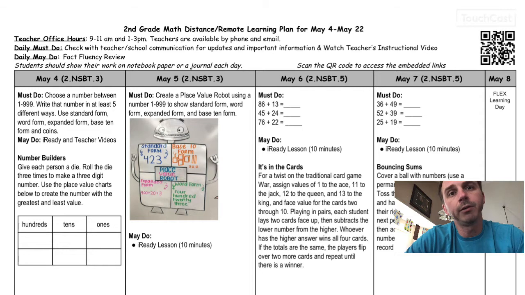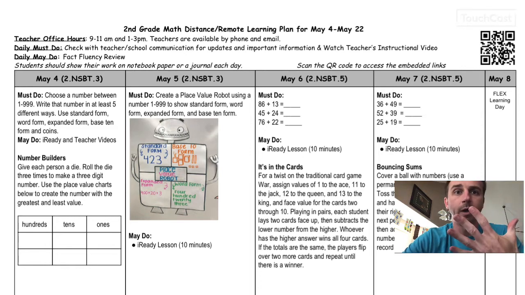And so you see right here under May 4th, you have a must do. Again, this is a second grade calendar, and their must do for Monday, May 4th, is to choose a number between 1 and 999. So let's say I choose 423. Write that number in at least 5 different ways. They can use standard form, word form, expanded form, base 10 form, and coins.